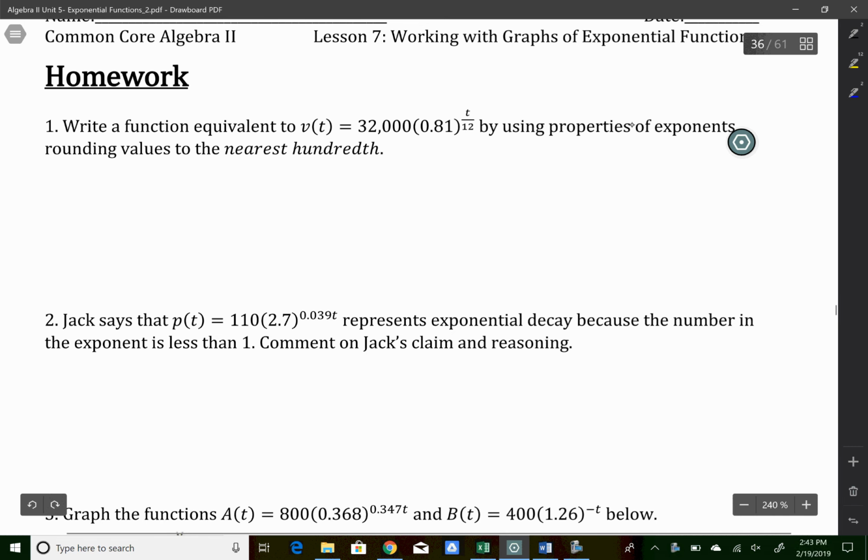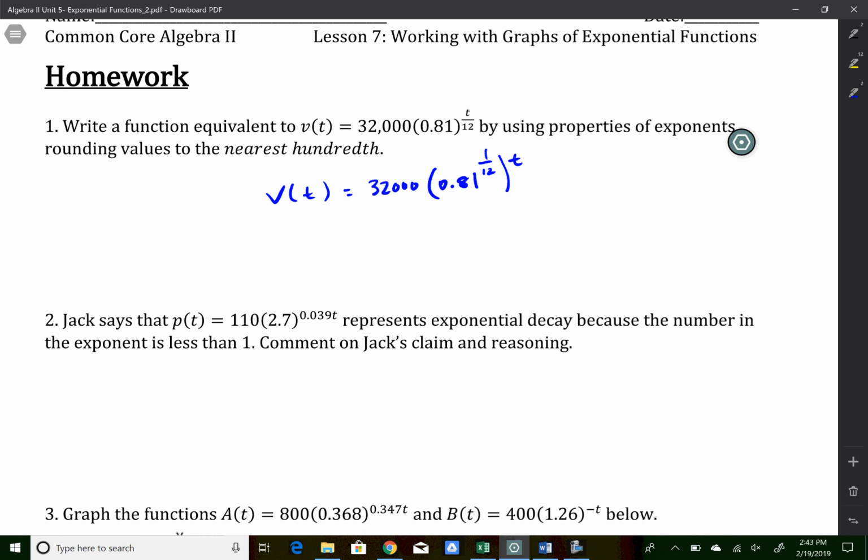But here I have 32,000. That's going to stay. But instead of 0.81, I could say 0.81 to the 1 over 12 to the t power. I could say that is still all equal to v of t. So that's equivalent using properties of exponents, the power-to-power property.